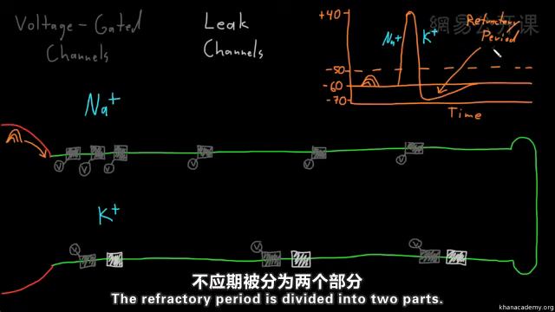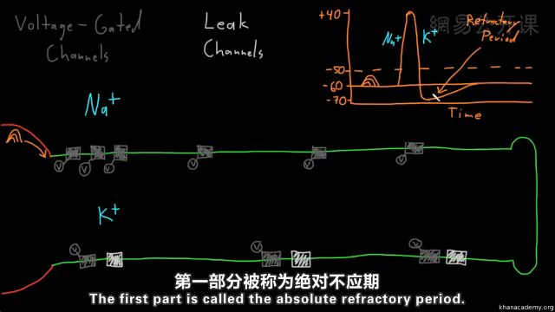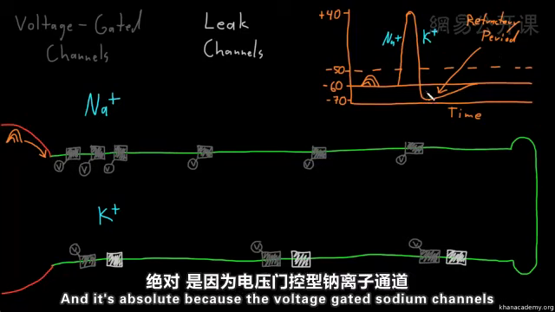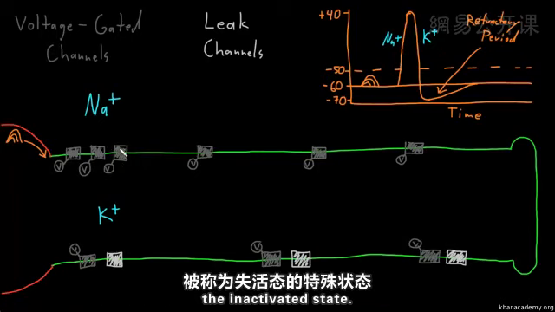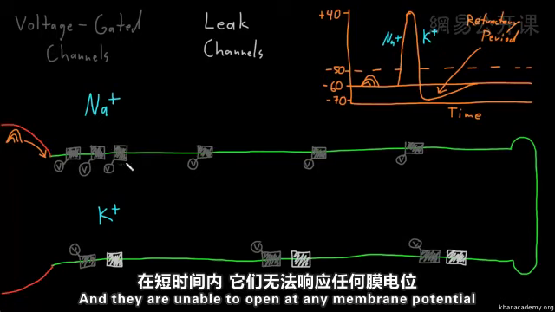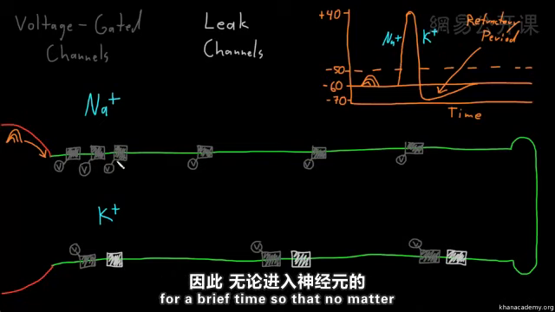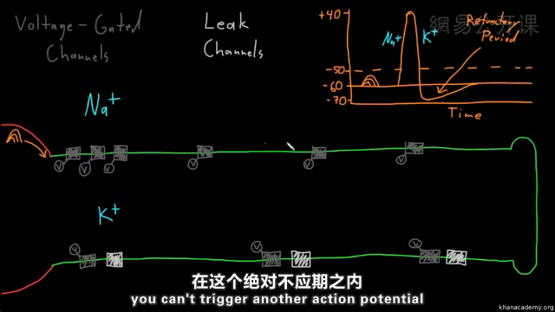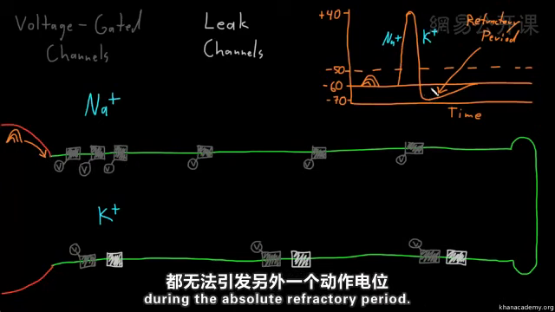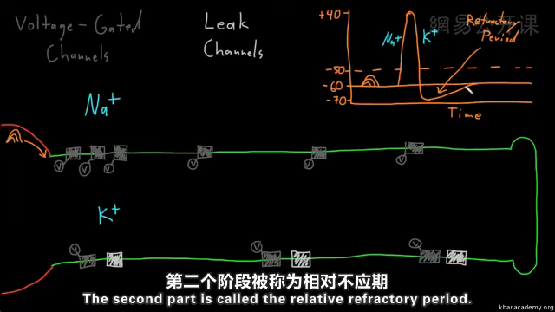The refractory period is divided into two parts. The first part is called the absolute refractory period. And it's absolute because the voltage-gated sodium channels, when they first close, are in a special state called the inactivated state. And they are unable to open at any membrane potential for a brief time. So no matter how much excitatory input comes into the neuron, you can't trigger another action potential during the absolute refractory period.